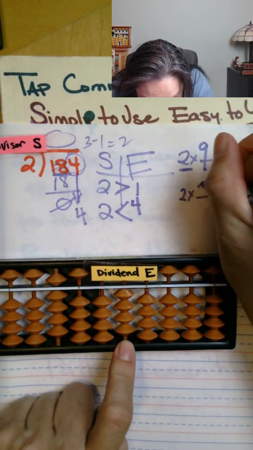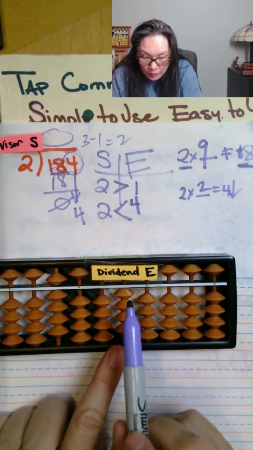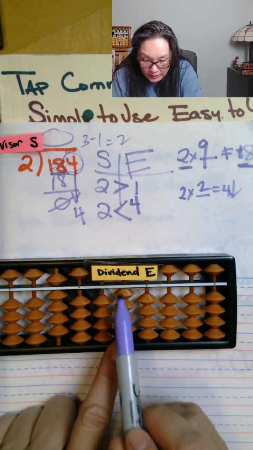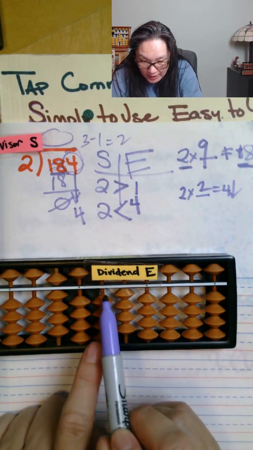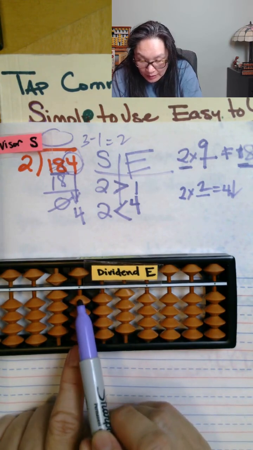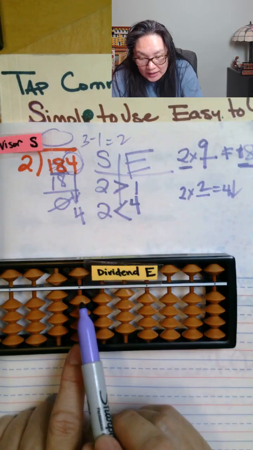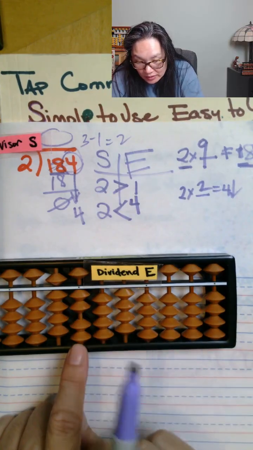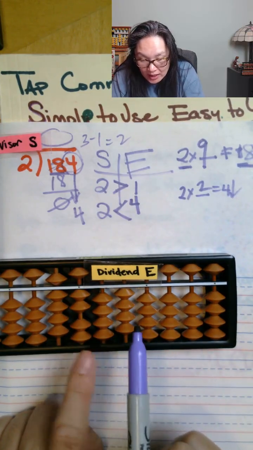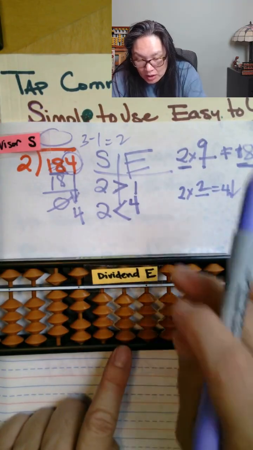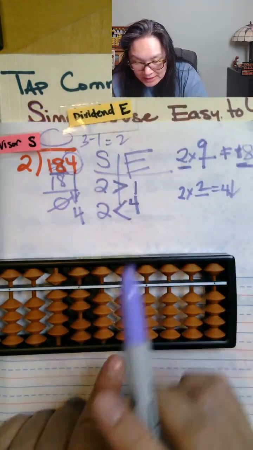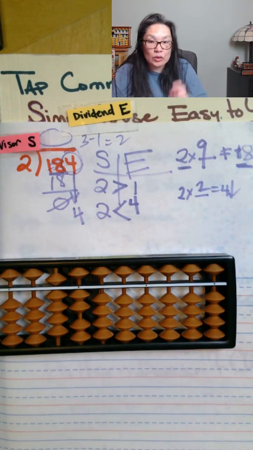2. So because my dividend is bigger, I skip one column and now I'm here. So I add my 2, my answer, and I take away 4. So my answer is 92.